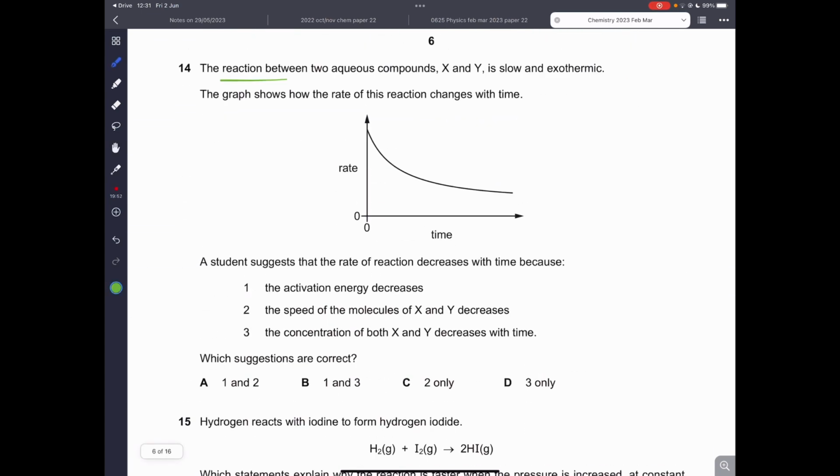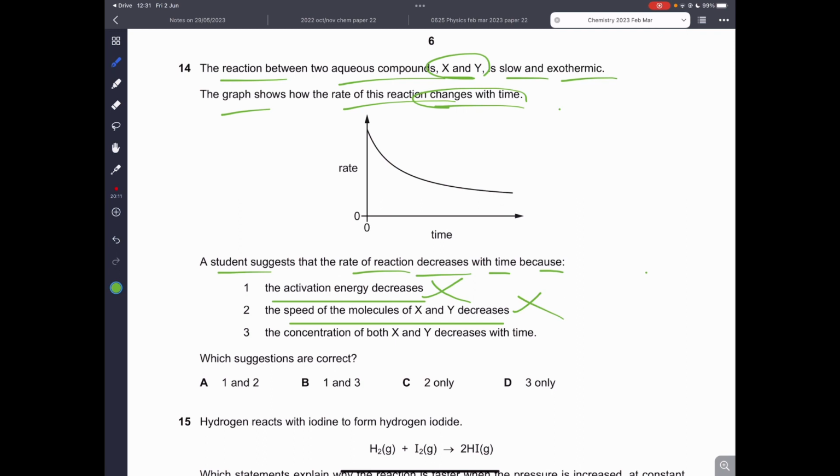Question 14. The reaction between two aqueous compounds X and Y is slow and exothermic. The graph shows how the rate of reaction changes with time. A student suggests that the rate of reaction decreases with time because the activation energy decreases. Nope. The speed of the molecules of X and Y decreases. This is also nope. The concentration of both X and Y decreases with time. This is correct. Why, you may ask?